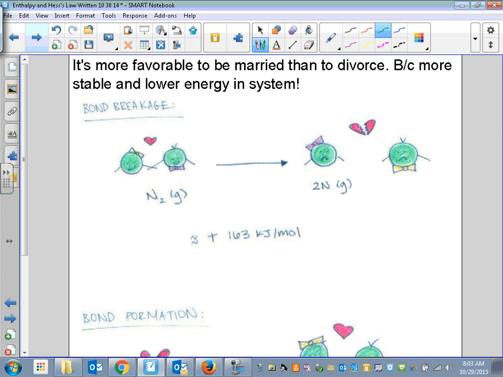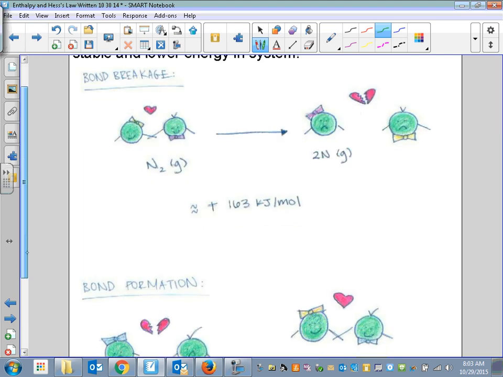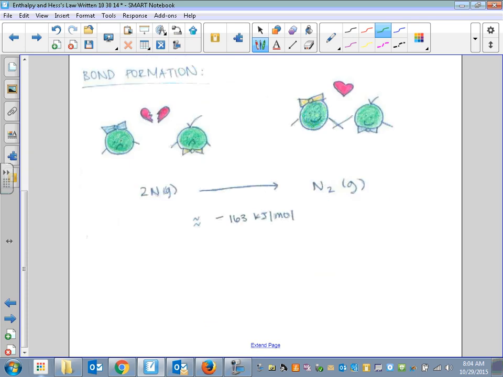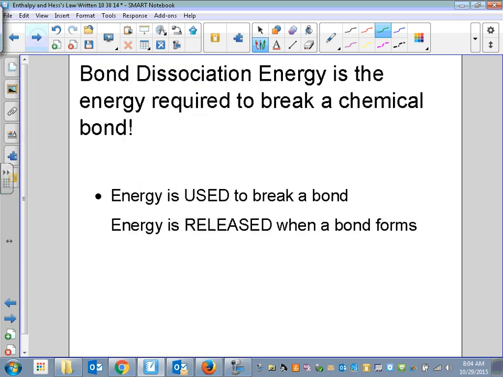Okay, so this is what happens. Two entities, when they're together, they're happy. When you separate them, it required energy to do that. That's a positive amount of energy. And then vice versa, bond formation. They're unhappy, they're high energy, they're stressed out. They come together, they're happy, they release energy, negative. But these values, you see the positive 163 and then a negative 163? They're the same value, but opposite directions, because what happened to the reaction? We flipped the reaction.